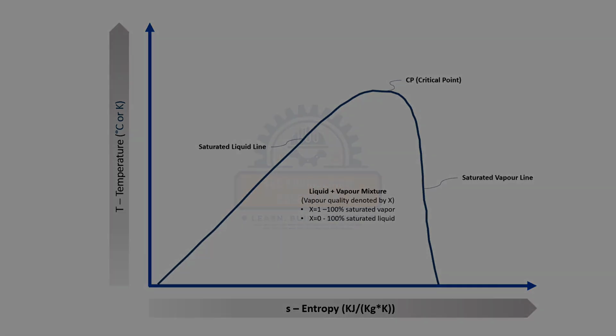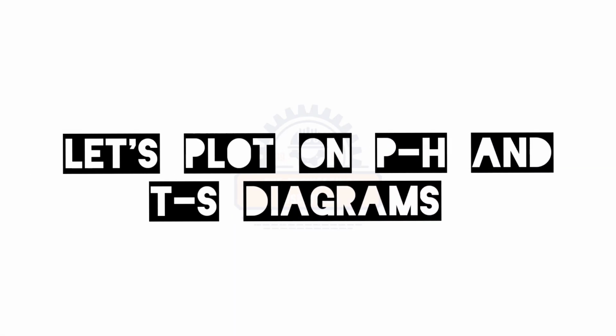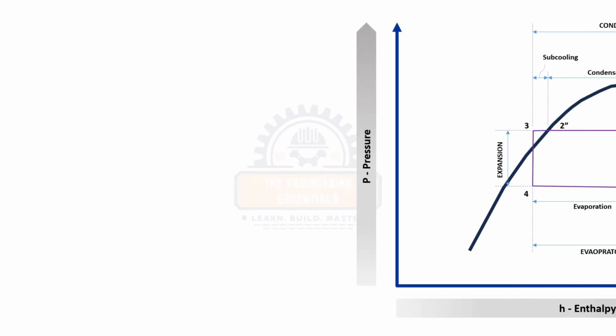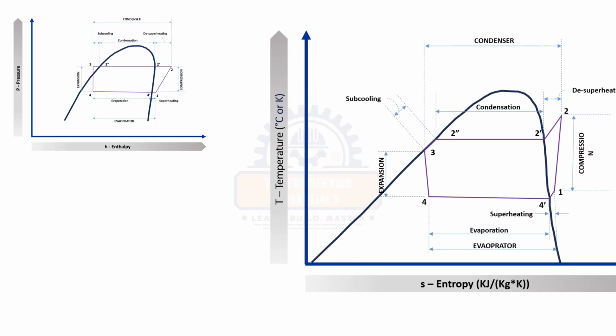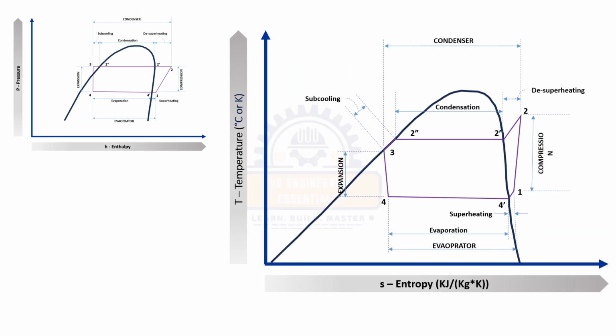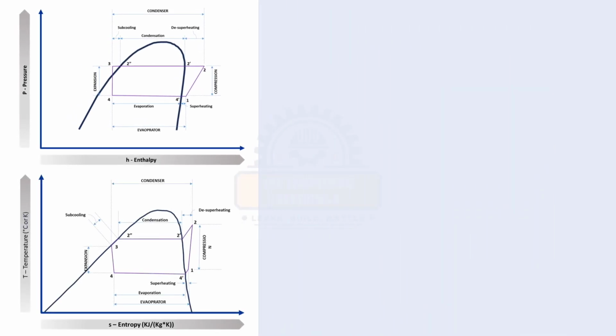Now you guys are ready with the basics. We can plot the refrigeration cycle we discussed on the pH and TS diagram. So here on your screen, is the refrigeration cycle plotted on a pH diagram, followed by the same cycle plotted on the TS diagram. The process numbering is the same on pH and TS diagram here.